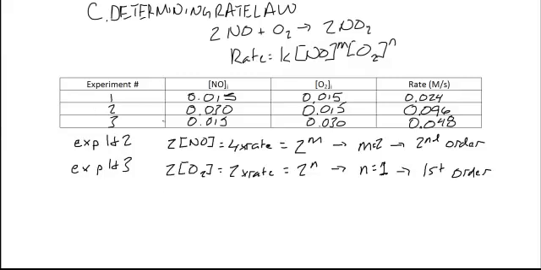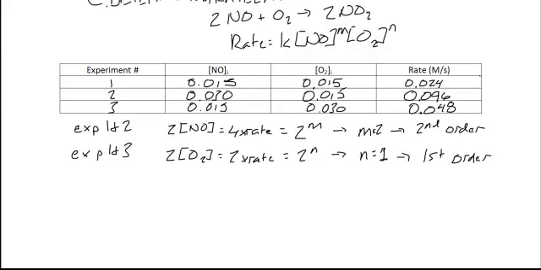So now our rate law can be more properly written as rate equals K times NO to the second times O2 to the first. So if we want to find K, we're going to substitute in. We can choose any of those experiments because K is a constant, so it doesn't matter which one we choose, but we're going to choose experiment 1, and we're going to substitute values into our rate law.